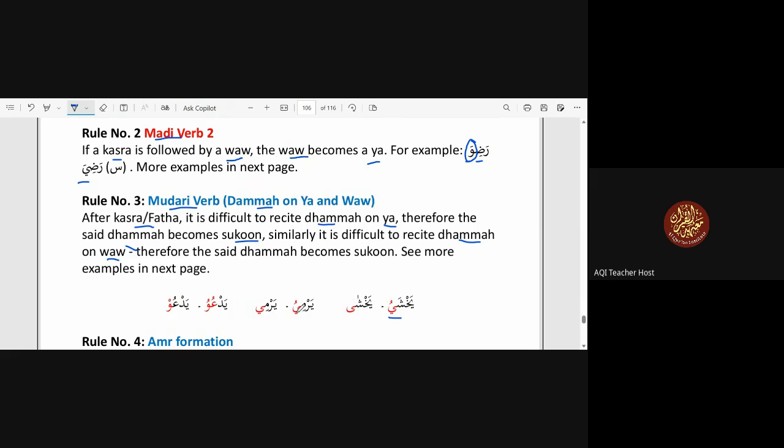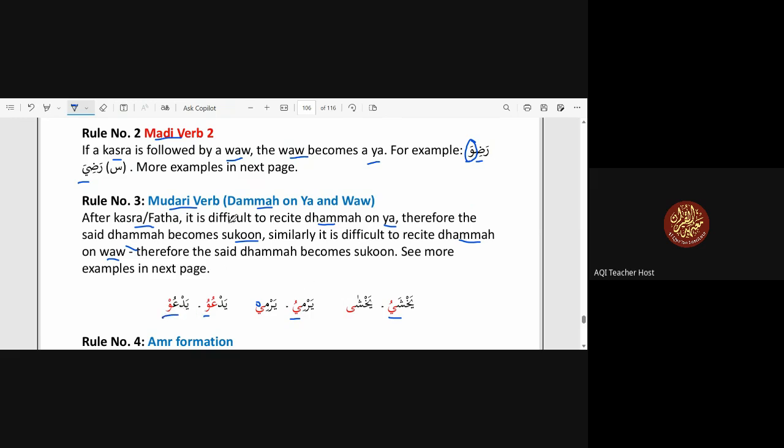Next example here, yarmiyu. So ya with dhamma is difficult to pronounce, so it gets sukun and it becomes yarmi. Same with this one, yad'u. So waw with dhamma becomes difficult to pronounce, so it gets sukun, so it becomes yad'u.